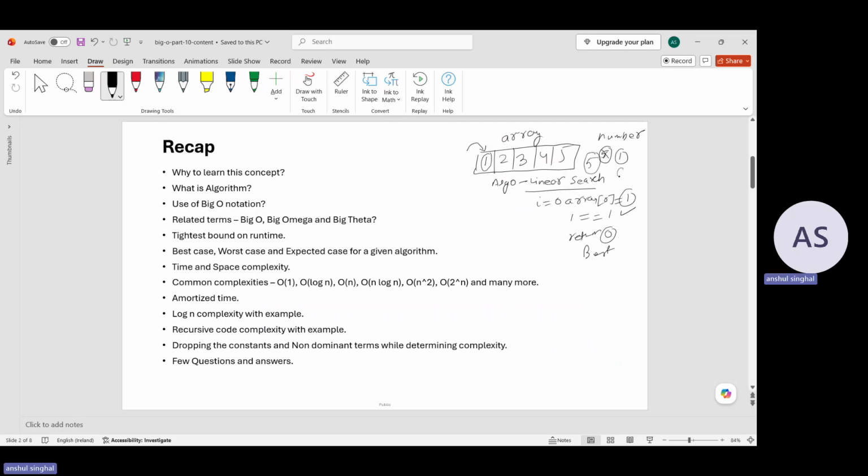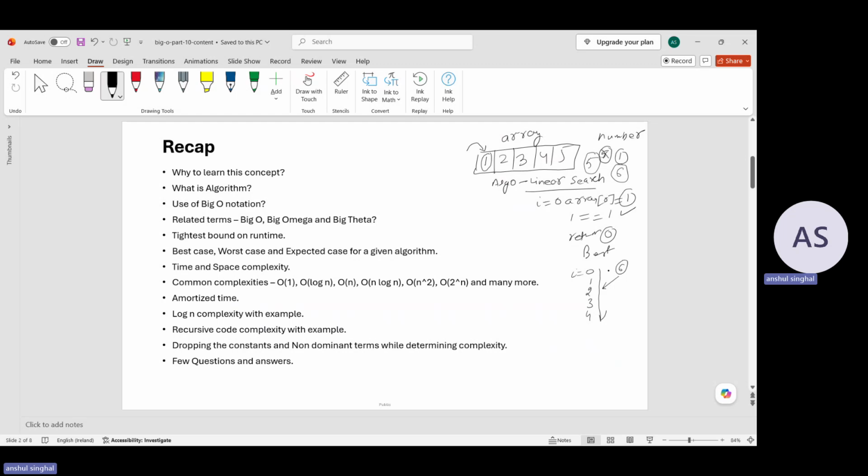Or maybe let's say 6, which is not there. So in that case, we will iterate through i is 0, then 1, then 2, then 3, then 4, right? All the indexes of the given array, but we haven't found the matching number, which is 6. So in that case, it is the worst case scenario because we have gone through all the elements, but we haven't found the given number or the number which we want to match. So that is the worst case thing.